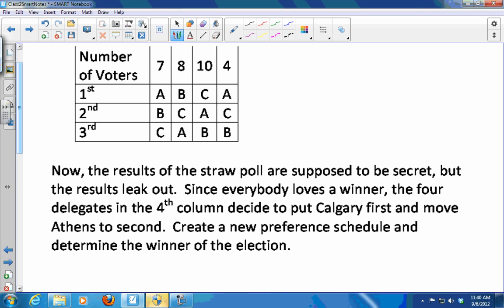The results were supposed to be a secret, but the results leak out. And since everybody loves a winner, the 4 delegates in this 4th column who voted A, C, B, they say, you know, Calgary's going to win. We want to be on that bandwagon. We're going to switch it, so we vote now C, A, B. They're going to put Calgary as their first choice instead of Athens. I want you to draw a new preference schedule, make a new little table with the new voting, okay, and determine who wins. So really all you got to do is that and determine the winner now. Just do it over again and determine the winner.